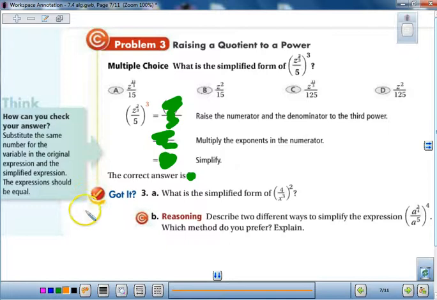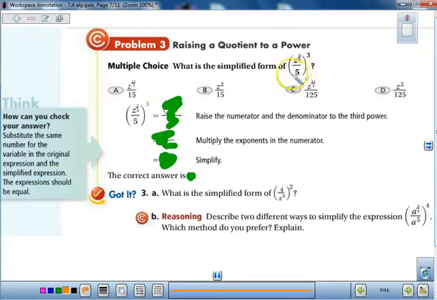Now in problem 3, we're asked to raise a quotient to a power. And again, they want you to simplify. We don't want to have a parenthesis and powers. It says, how can you check your answer? Substitute the value of the variable in the original expression and in the simplified expression, and they should be equal.